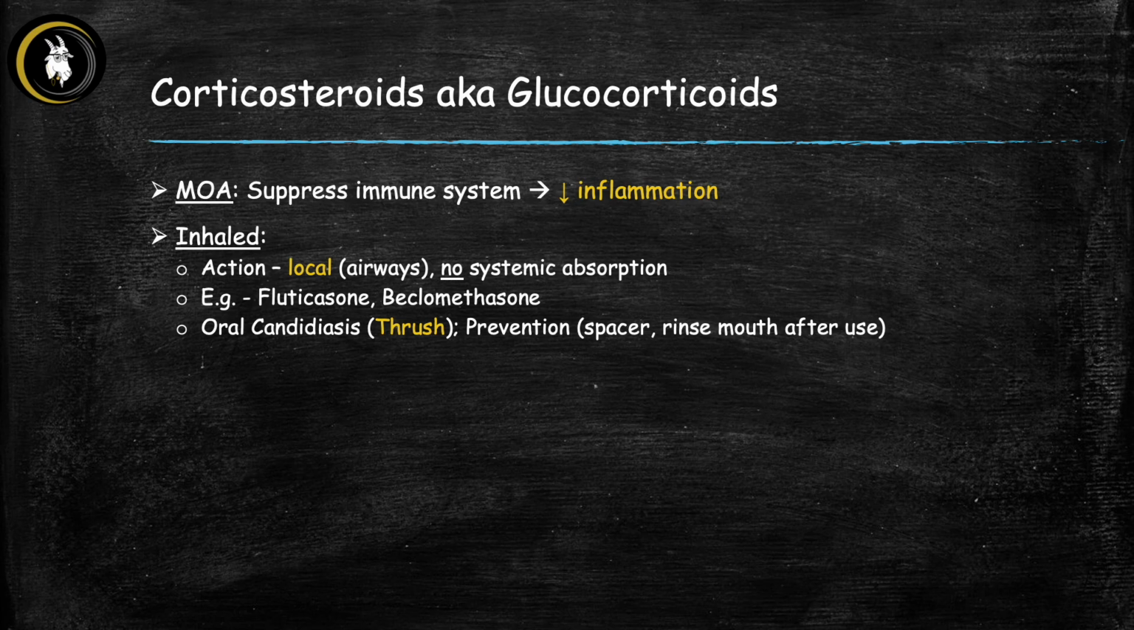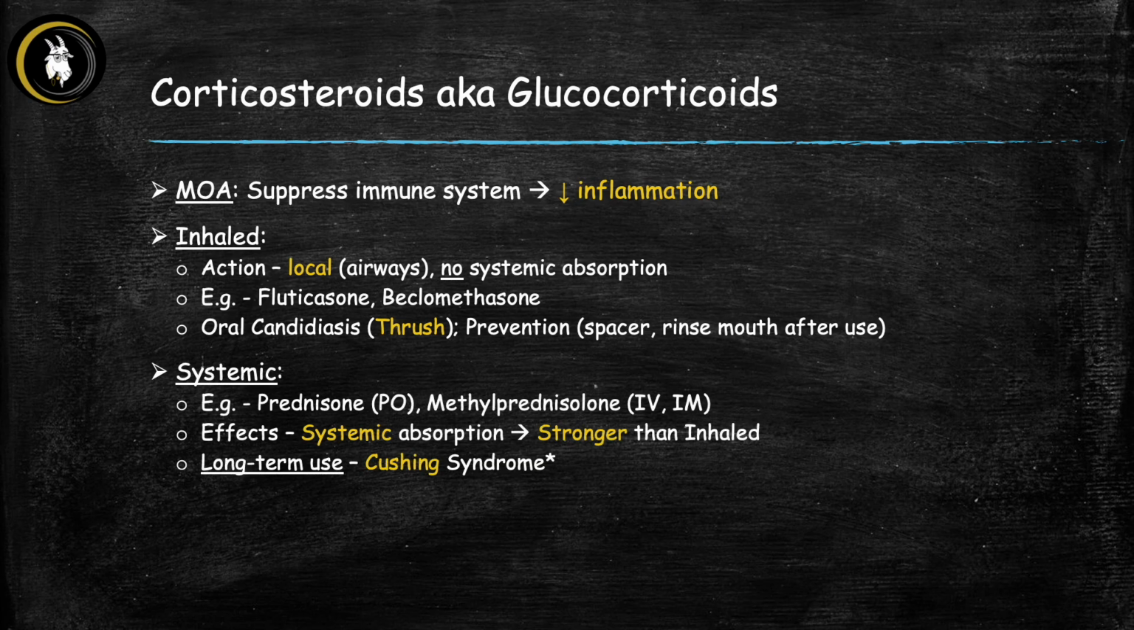And the other category of corticosteroids are the systemic corticosteroids. Common medications here are prednisone, which is oral, and methylprednisolone, which is IV. These systemic corticosteroids are going to be absorbed into the body and reach higher concentrations inside their target cells, so their effects are going to be much stronger.